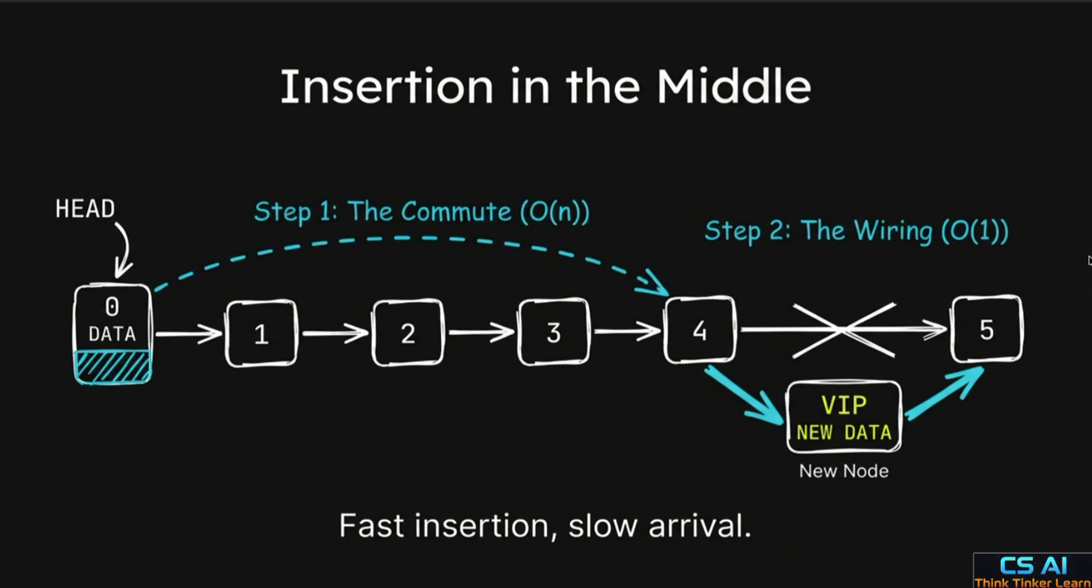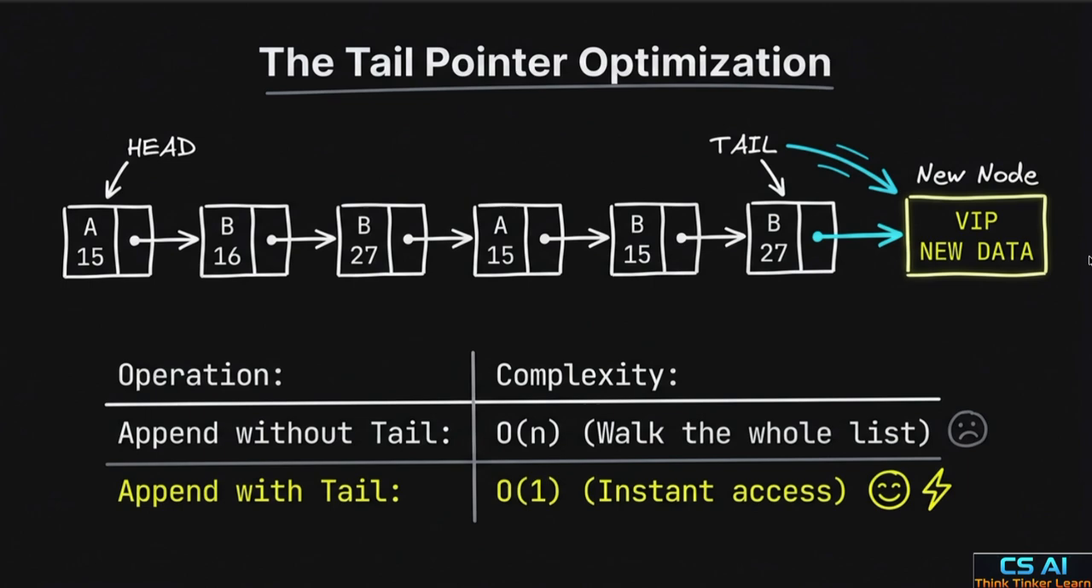Only after finding the correct spot can you proceed to step 2, which is the wiring, the actual insertion in O(1) operation. Here, the new data node is connected between nodes 4 and 5. So, while the wiring is fast, the arrival to the correct location can be slow, making the overall operation fast insertion, slow arrival. To optimize this specific operation, we can use the tail pointer optimization.